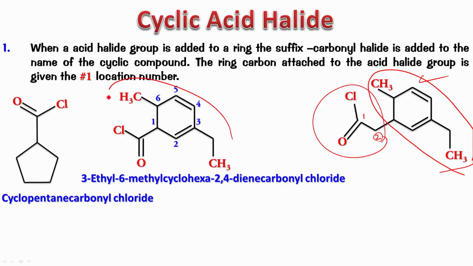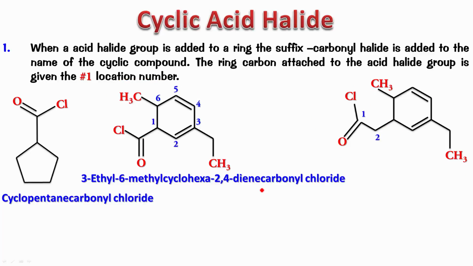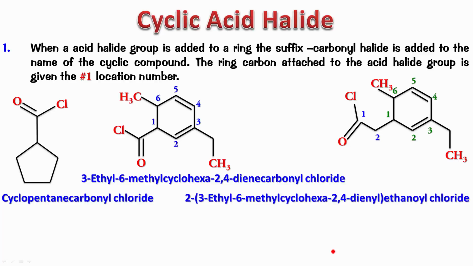Now remember, this is very similar to this, rather same as this. So this entire thing, 3-ethyl 6-methyl cyclohexa 2,4 diene, it becomes dienyl. So this is the numbering 1, 2 for the parent. For the side chain, for the ring, that is, it is this. So 2-(3-ethyl 6-methyl cyclohexa 2,4 dienyl) ethanoyl chloride.